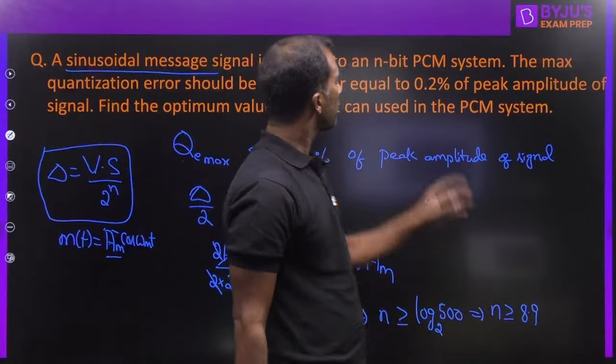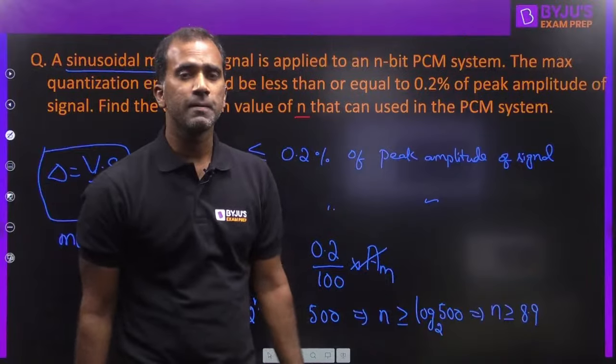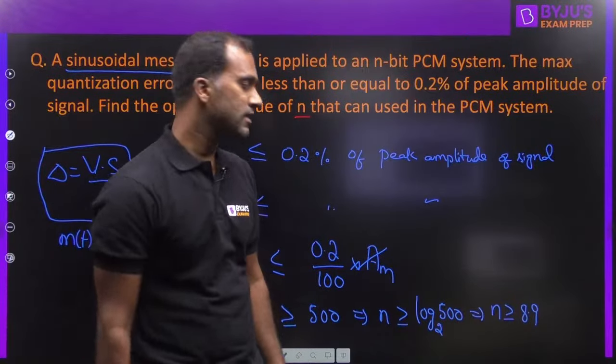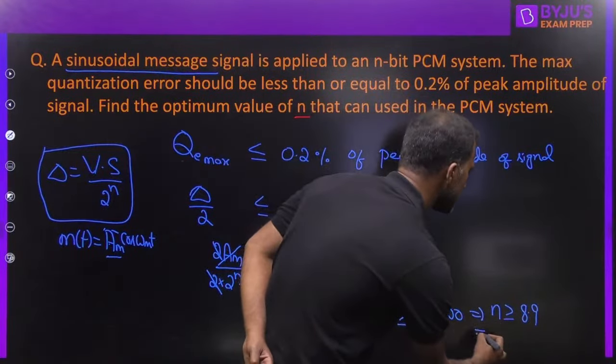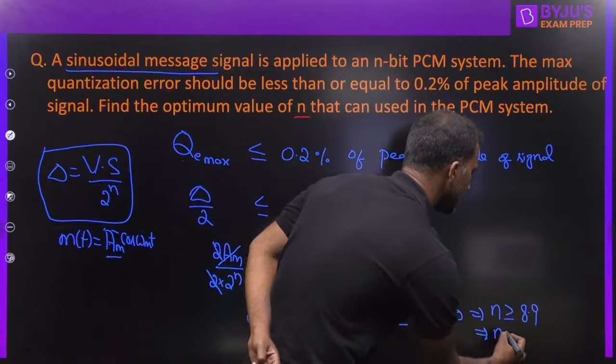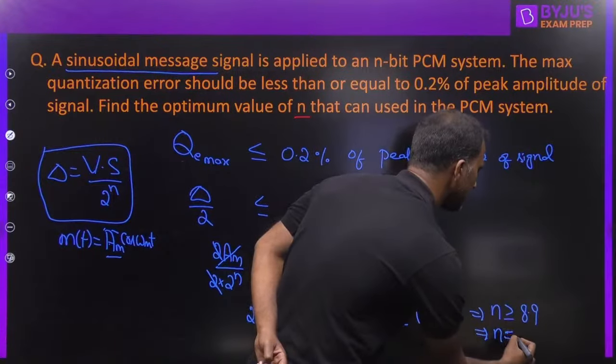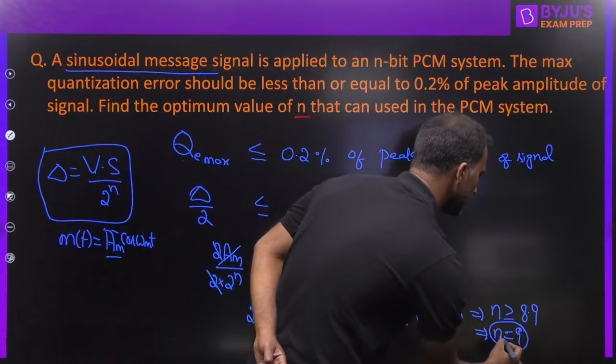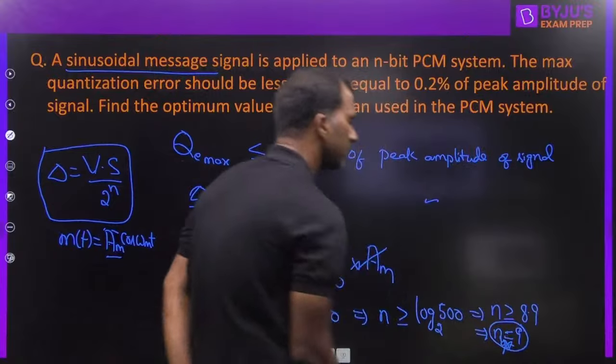But n is the number of bits. The number of bits cannot be a non-integer. It should be an integer. So what is the closest integer that we can choose? The minimum value possible, the optimum value of n is 9. The best value of n possible is 9.